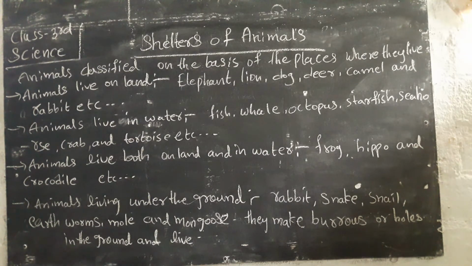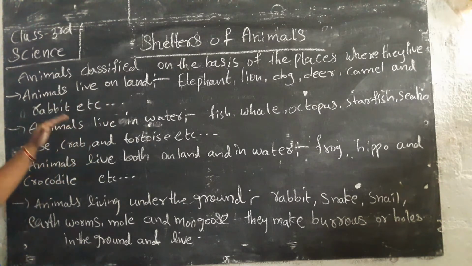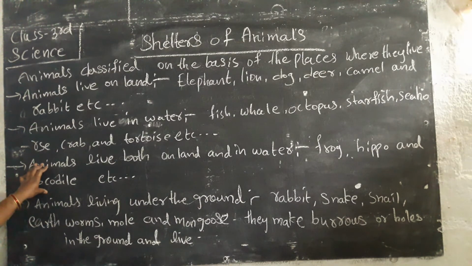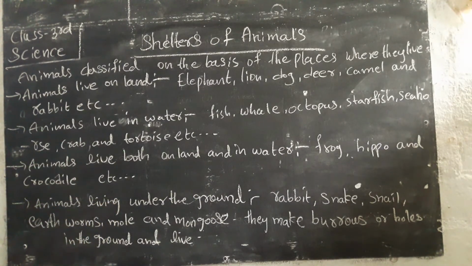In this lesson we have learned the classification of animals on the basis of the places where they live. Some animals live on land, some live in water, some live in both land and water, and some live under the ground. We learn up to here in this session, and in the next session we will learn about the shelter of animals.